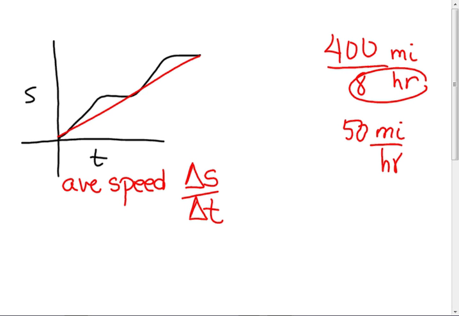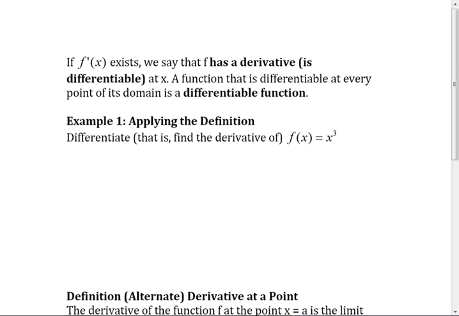Okay, that was the first one. If the derivative exists, we say the function has a derivative and it's differentiable. So do not ask me what differentiable means. It goes in your vocab. You need to know that. It means the derivative exists.